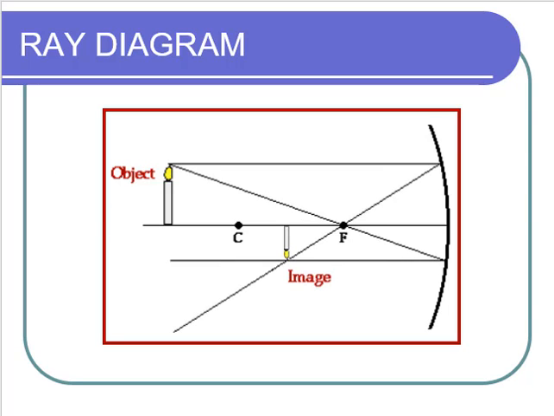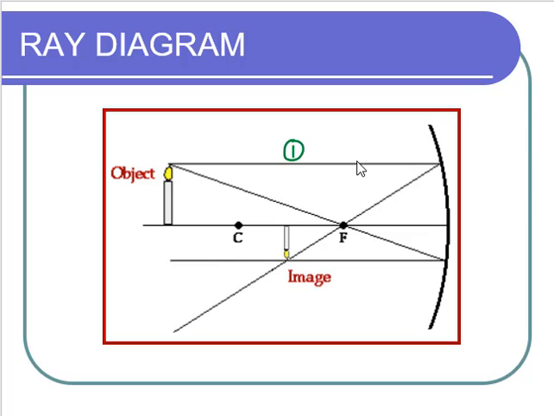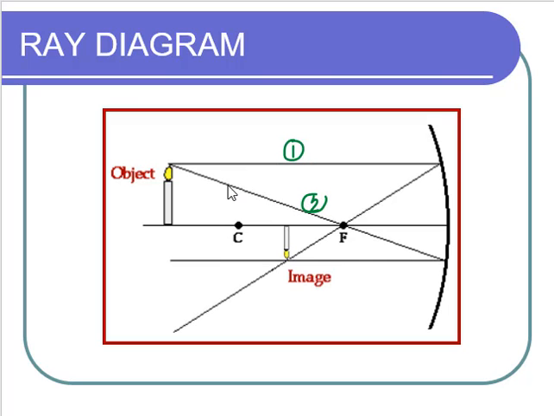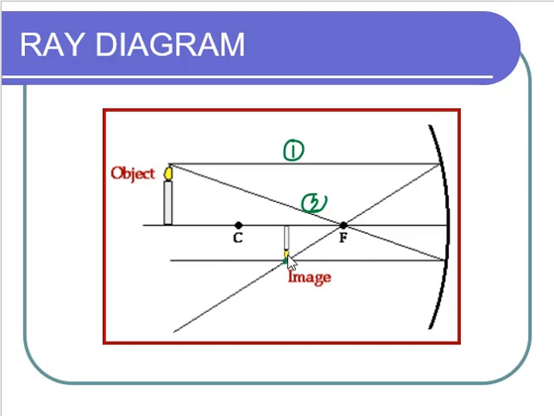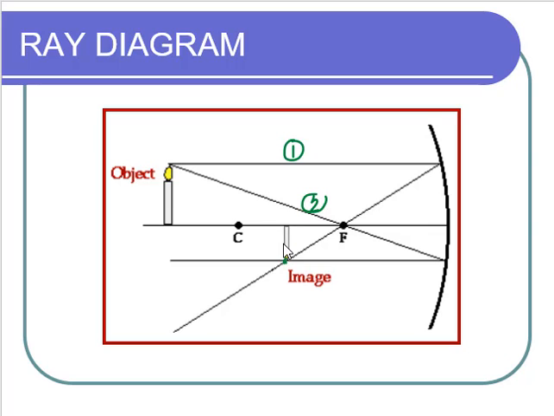So we have here ray 1. Let's take a look at this animation. This is ray 1, parallel to the principal axis and then passing through F. And then ray 2 here, passing through F and then parallel to the principal axis. And then you can see here that the intersection will be the tip of the image because we have started from this point.